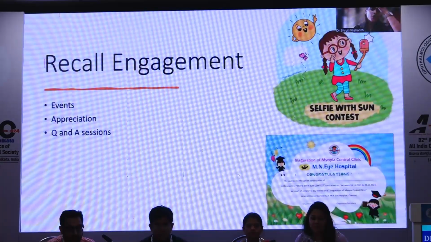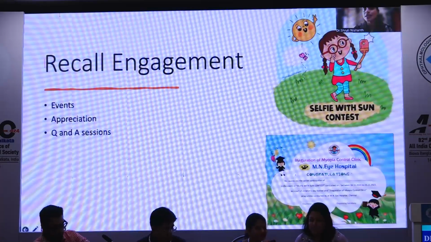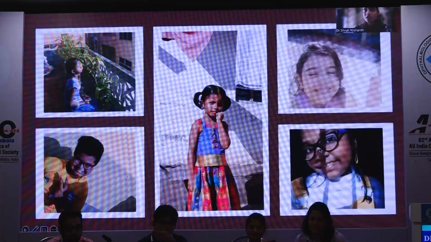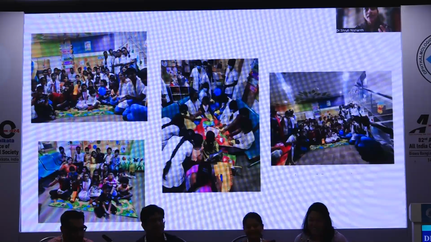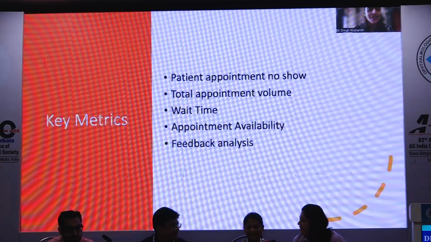We also give them recall engagements like events, appreciation, Q&A sessions. This is the recent one we conducted, which is a selfie with sun contest, and we gave out certificates of appreciation. These are the kind of pictures that these children sent to us. It's really interesting. The children, once they are engaged and they know what is good for them, they really get into the flow. This is one such event where we had a get together of children with myopia, and we had some interesting activities.